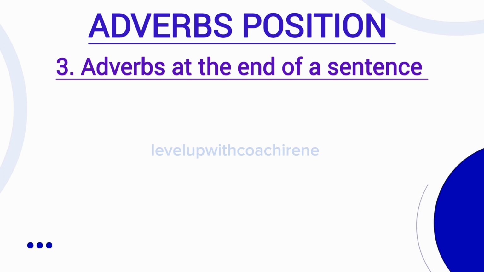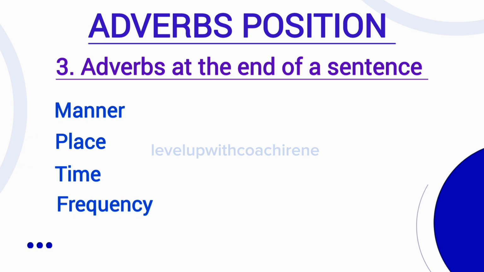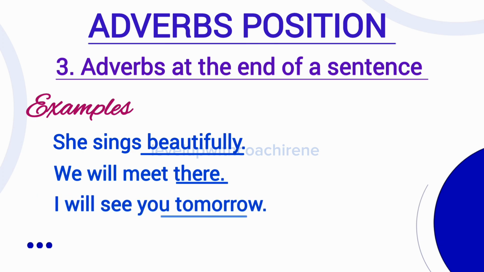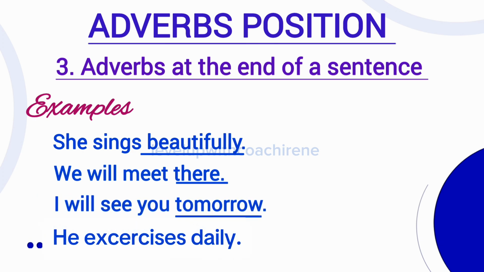Finally, adverbs placed at the end of a sentence. Adverbs placed at the end of a sentence often serve to modify the verb, providing information about manner, place, time, or frequency. This position can clarify the action's context and is commonly used in everyday speech and writing. Examples: she sings beautifully. We will meet there. I will see you tomorrow. He exercises daily. Using adverbs at the end of sentences helps to clarify the action, making your writing and speech more effective and engaging.